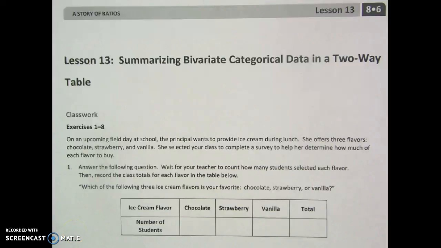Module 6, Lesson 13, Summarizing Bivariate Categorical Data in a Two-Way Table.